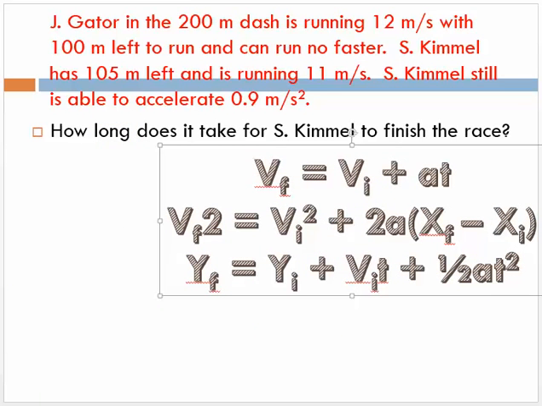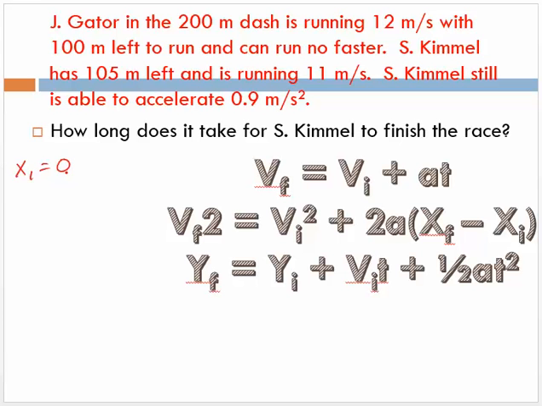How long does it take S. Kimmel to finish the race? Well, things we can learn about him: his XI is going to be 0 if we say they're both starting in the same spot. His XF is going to be 105. His initial velocity is 11 meters per second. It also tells us that he's going to be able to accelerate at 0.9 meters per second squared. So, again, this is X, not Y.